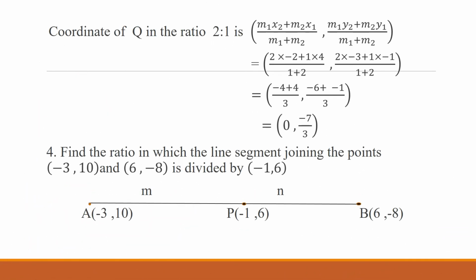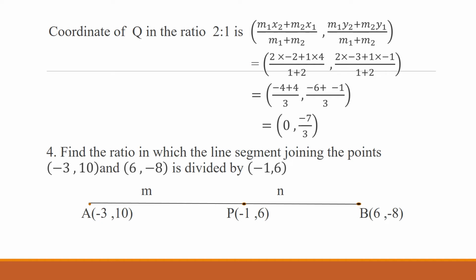To find the coordinates of Q, we can take the ratio as 2:1, that is AQ is to QB, and our answer will be (2 into -2 plus 1 into 4) by (1 plus 2) and (2 into -3 plus 1 into -1) by (1 plus 2), which will be 0, -7 by 3.